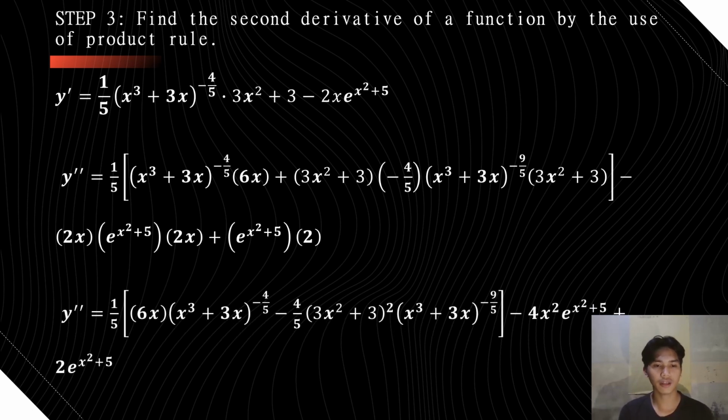Then we will simplify it into 1/5 6x times x cubed plus 3x to the power of negative 4/5 minus 4/5 times 3x squared plus 3 raised to the power of 2 times x cubed plus 3x to the power of negative 9/5 minus 4x squared e to the power of x squared plus 5 plus 2e raised to the power of x squared plus 5.